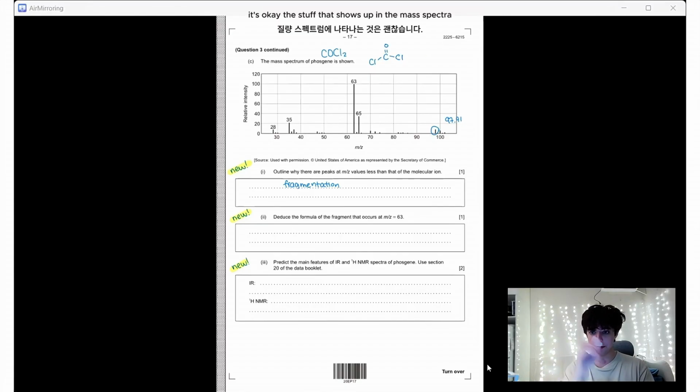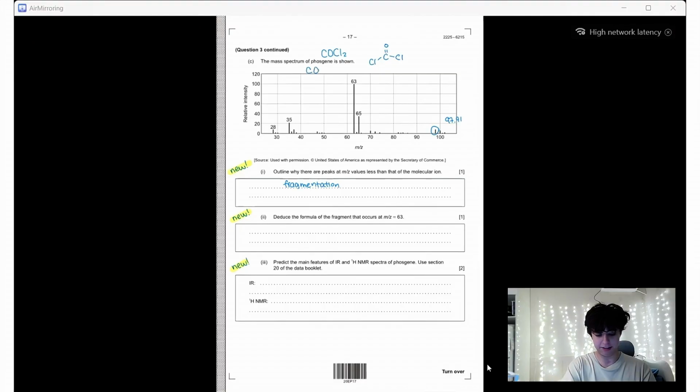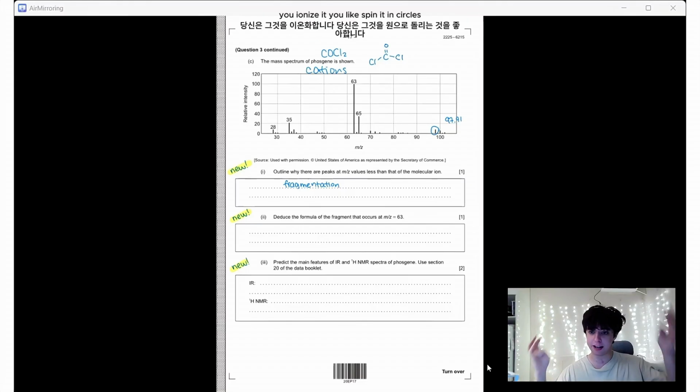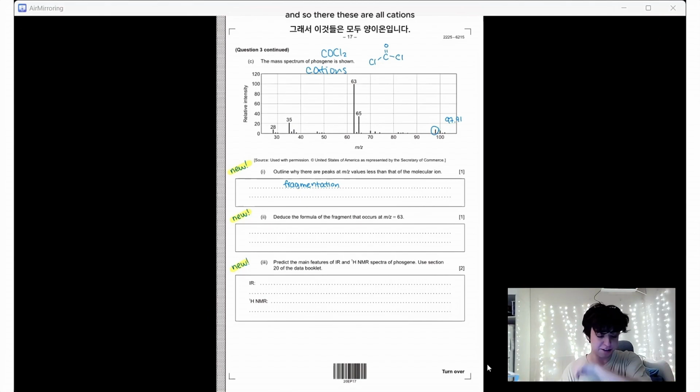Okay, and so the stuff that shows up in the mass spectra, they're all of these represent cations, because the mass spec only detects charged species. Like the first step of the mass spectra process is ionization. Like you vaporize it, you ionize it, you spin it in circles, and then you detect it. Okay, and so these are all cations.